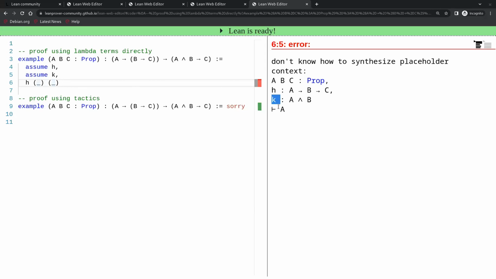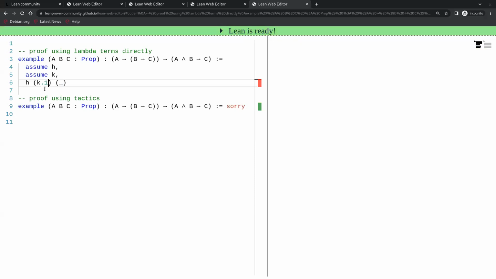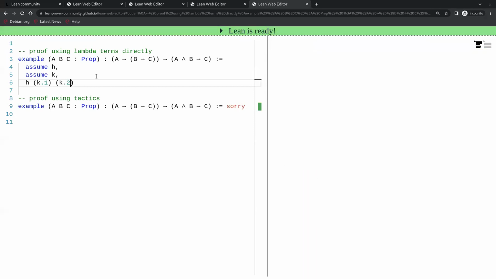We can extract it from K, namely the first component of K is exactly a proof of A. So we can use K.1 as the proof of A. And the second component of K is a proof of B. So we can just use that one, K.2. This concludes the proof using lambda terms of this long formula.